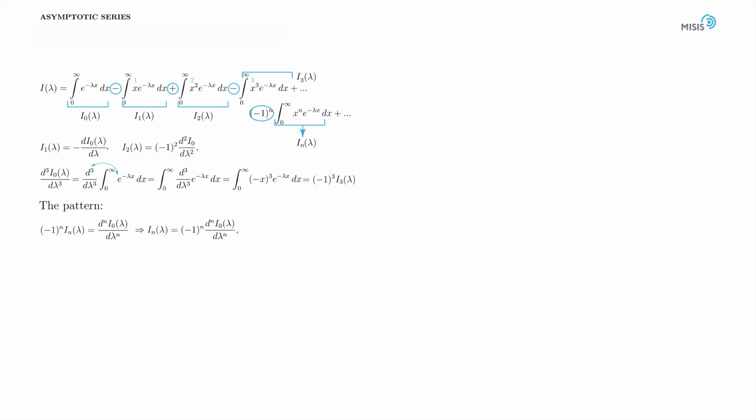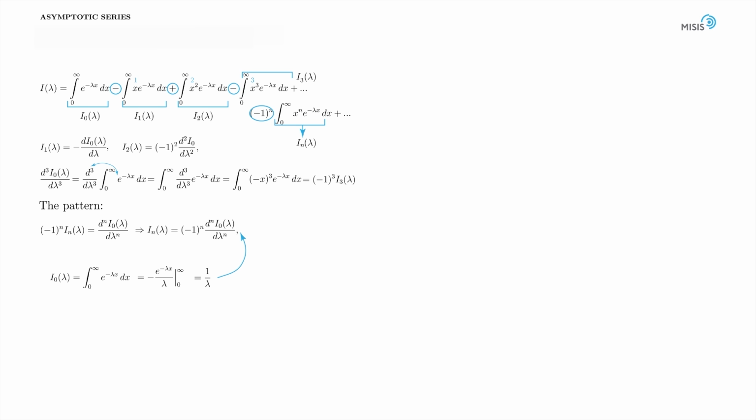The idea is, of course, that instead of taking each integral separately, we substituted the integration procedure with differentiation with respect to parameter of the simplest integral in the series, I0. But we know the answer for I0. It's an elementary integral with an elementary antiderivative, so it's simply 1 over lambda.